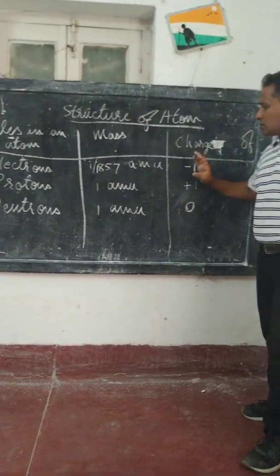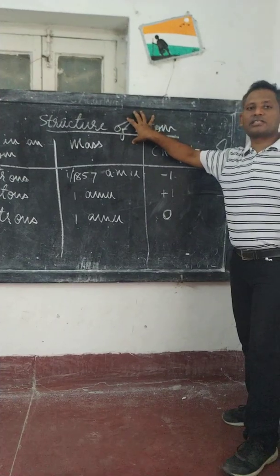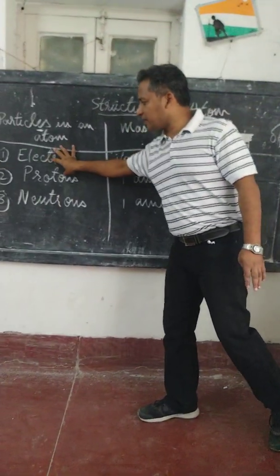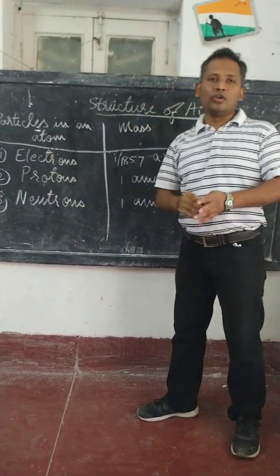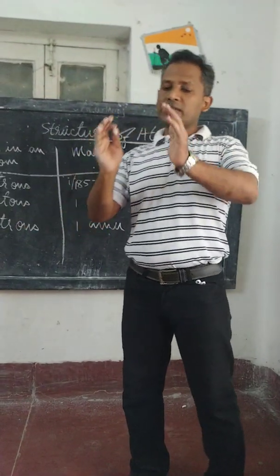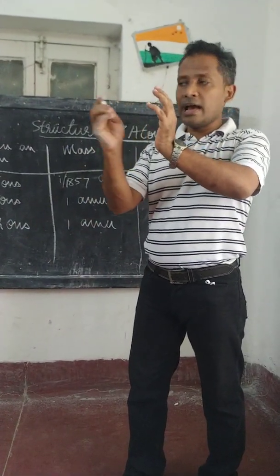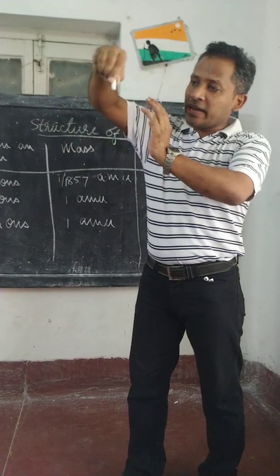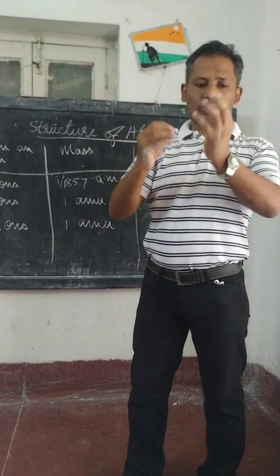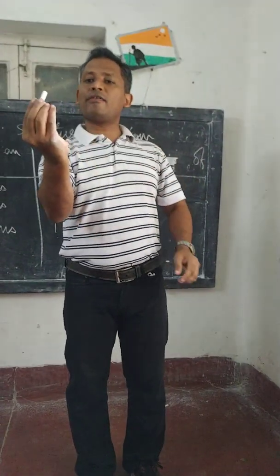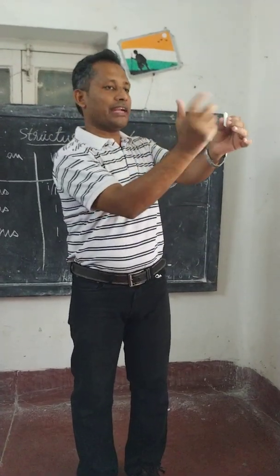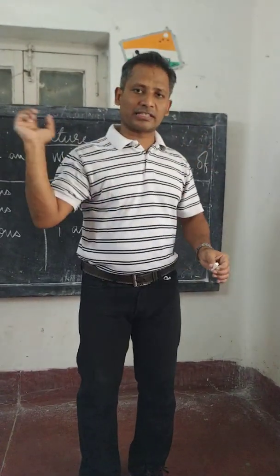Now, once again, we are studying the structure of atom. Atom consists of three particles: protons, electrons and neutrons. You have seen the solar system. In the solar system, in the center you have the sun, and you have planets which are rotating and revolving around it.